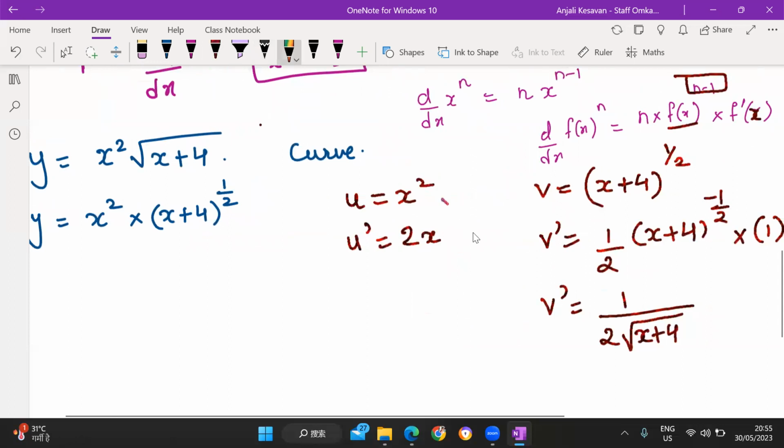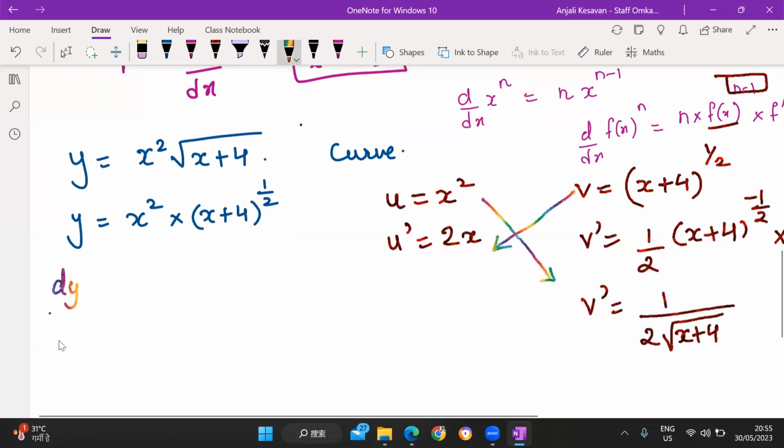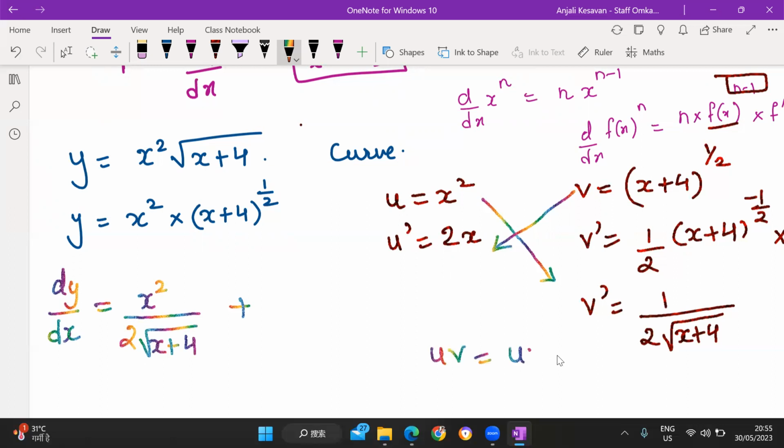Now let's cross multiply u prime and v. So derivative of y with respect to x is given by, make sure you write this step, is given by u times v prime, so u is x square times 1 upon 2. So can I say it is x square upon 2 root x plus 4, plus, because UV rule is very simple, UV prime plus VU prime. So what is VU prime?